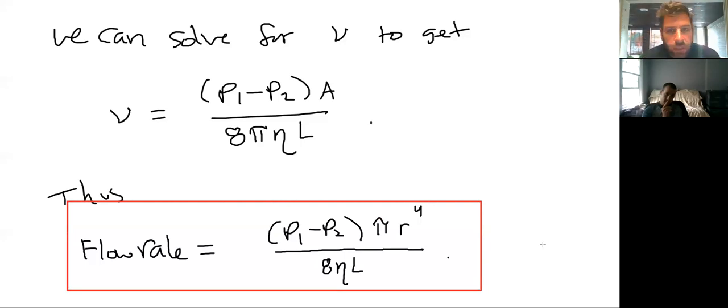So again, these are just algebraic arguments. They're not terribly difficult. If you want to suffer through them, by all means do it. And this flow rate equation has a name, it's like Poiseuille's. I don't know how to pronounce it. I should Google it and learn. Poiseuille's law or equation.